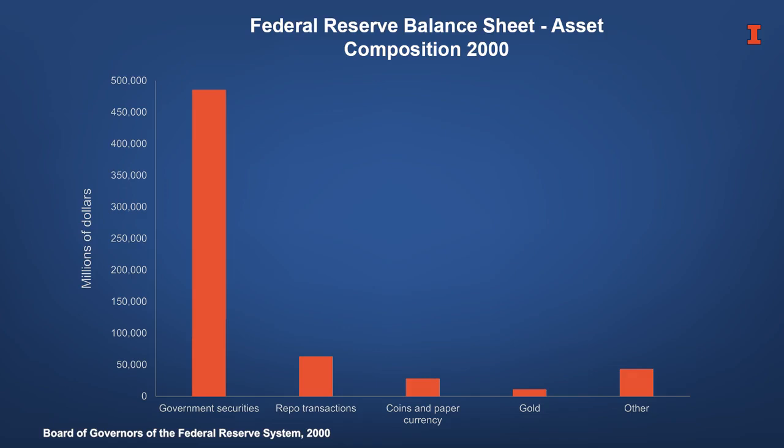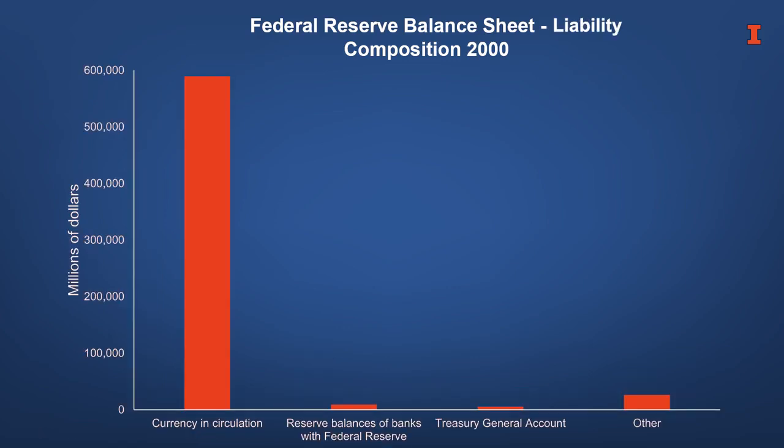The second largest positions are repo transactions. This is when the Federal Reserve makes cash loans on a short-term basis. This is usually part of an open market operation, which we will discuss in another class. The Federal Reserve also holds currency, which includes coin and paper currency and gold.